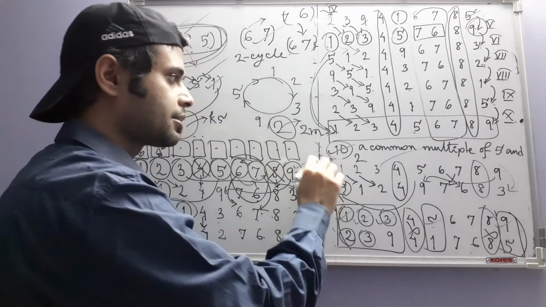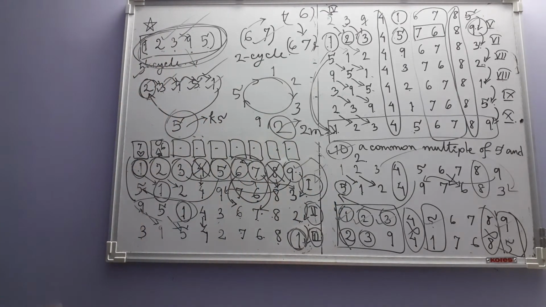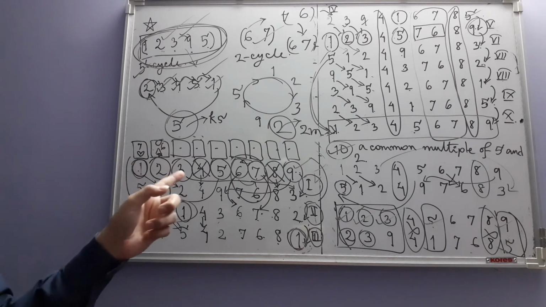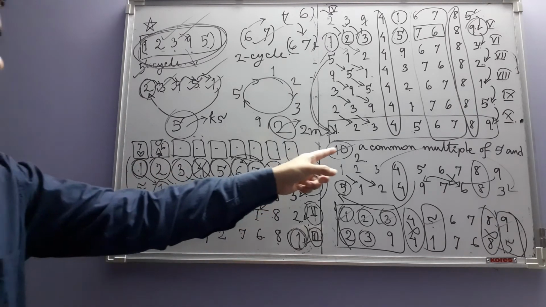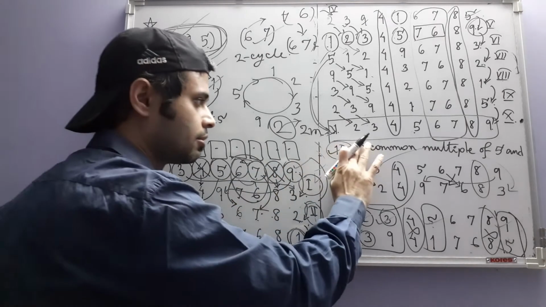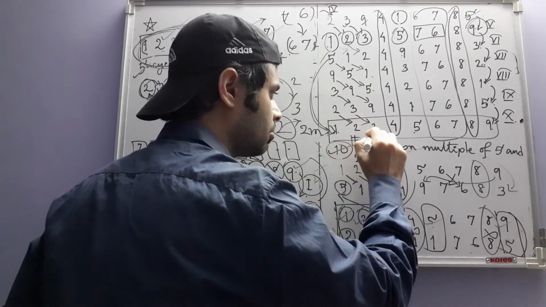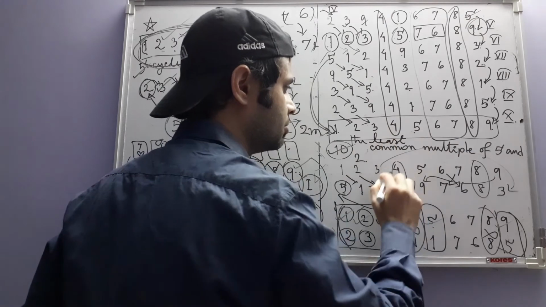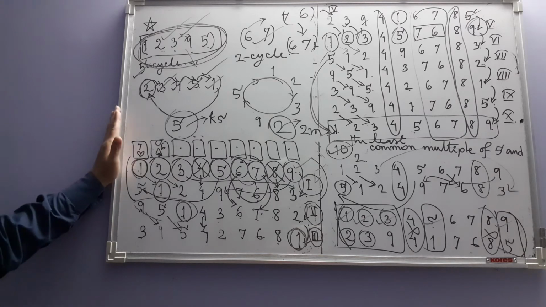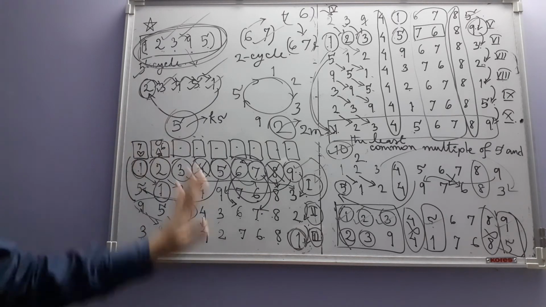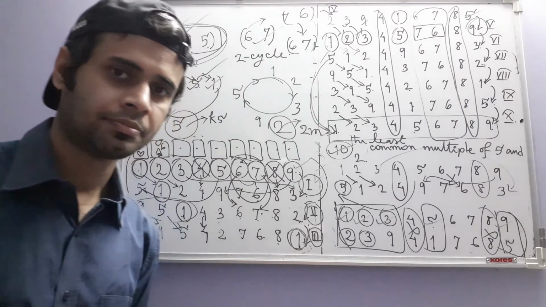So this number has to be a common multiple of 5 and 2, but remember that we are after the least such number. So that means the number is the least common multiple of 5 and 2, which is nothing but 10. Okay. So now my analysis is complete.